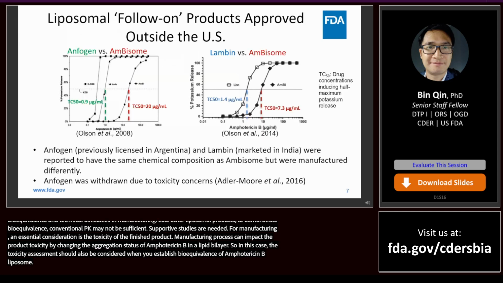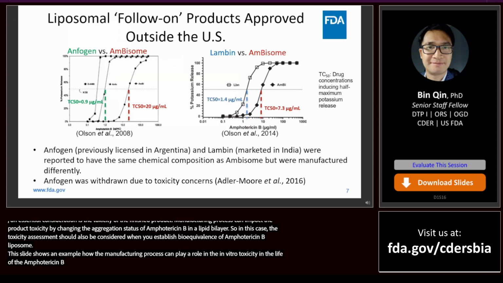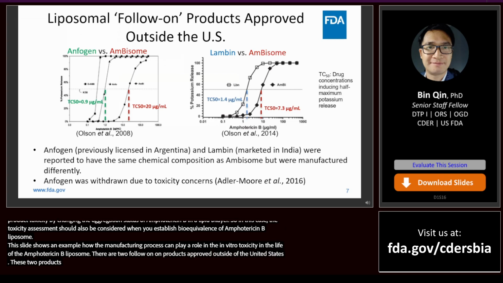This slide shows you an example of how manufacturing process can play a role in the in vitro toxicity of amphotericin B liposome. There were 2 follow-on amphotericin B liposome products approved outside the United States. These 2 products were reported to have identical chemical compositions as AmBisome, but were manufactured differently.